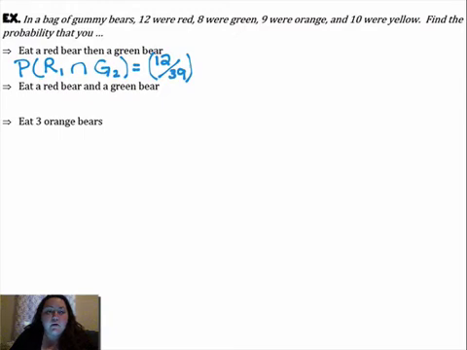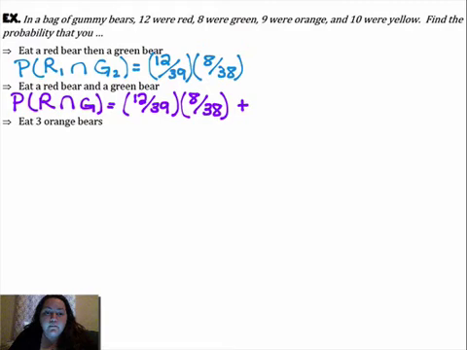And I'm going to multiply that. So when it's the intersection, we're usually multiplying. When it's a union, we're usually adding. Okay? So I'm going to multiply that by, now the number of green that I have is 8. But now that I've eaten a red one, I don't have 39 gummy bears anymore. I have 38. So it's 12 out of 39 times 8 out of 38.